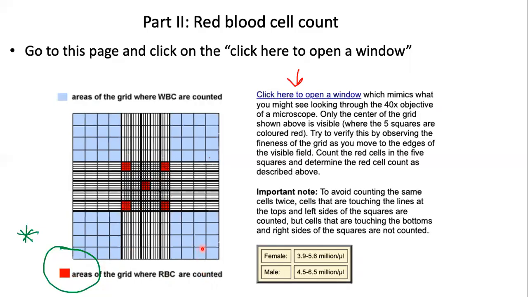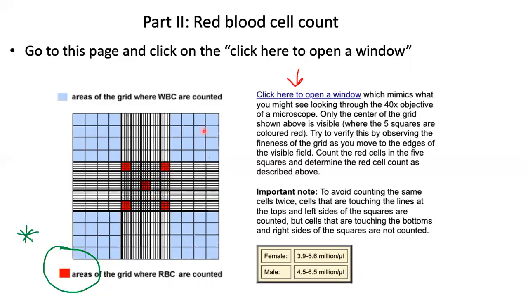If we were doing this with real blood and we were counting white blood cells, we would actually count the blue areas. So we would count the white blood cells in this one, in this one, in this one, and in this one. It's really interesting. If you remember, why do we have two different grids? There are way fewer white blood cells than red blood cells, so you need to make the grid smaller for white blood cells because there are way more red blood cells. So you're going to magnify that.